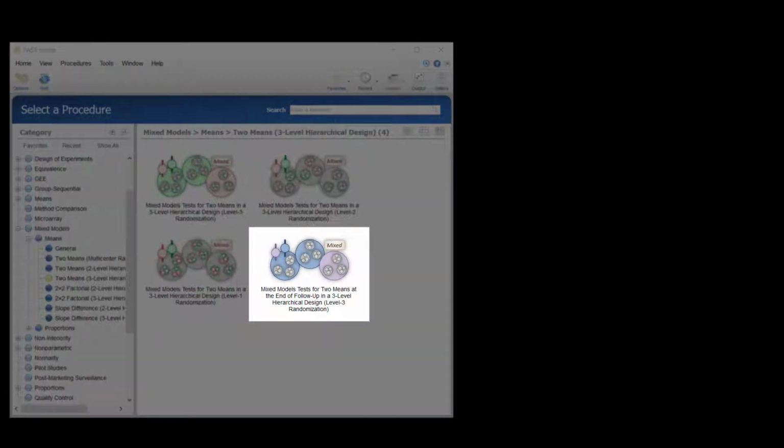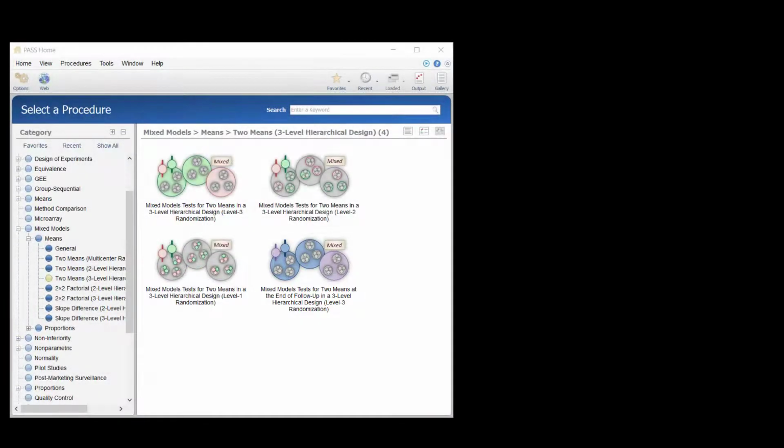For level 3 randomization, the highest level units are randomly assigned to treatments. For example, each school, with all students of all classes in that school, would receive the one treatment that is randomly assigned to that school. In PASS, there is a procedure for comparing two means for each of the three levels of randomization. In this video, we will consider level 2 randomization.